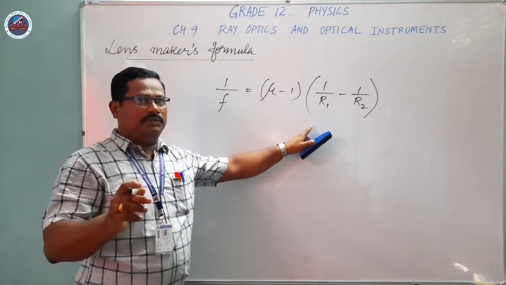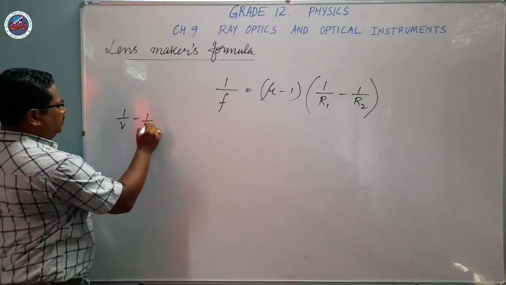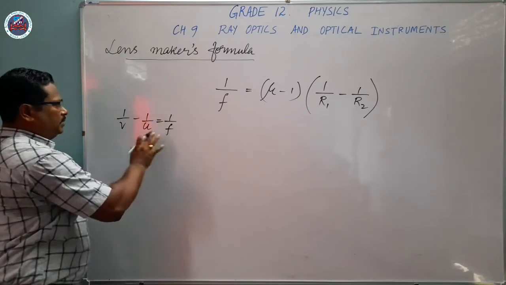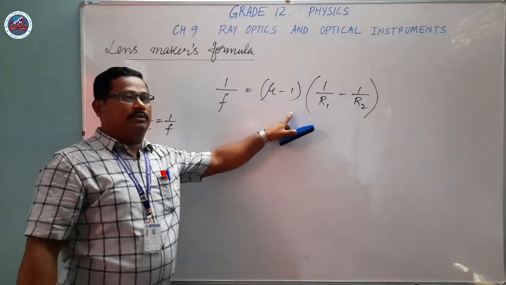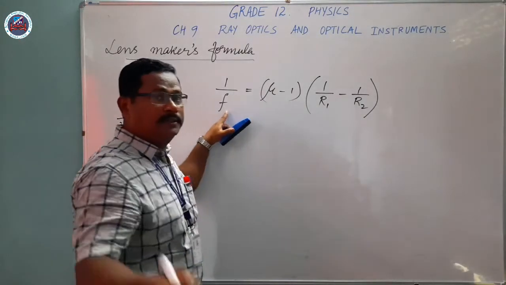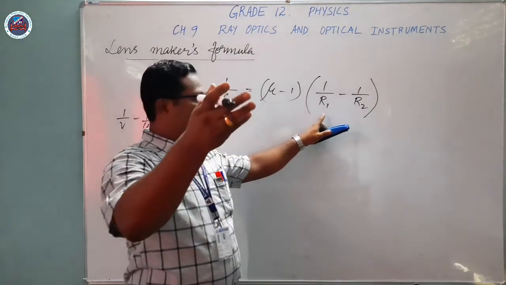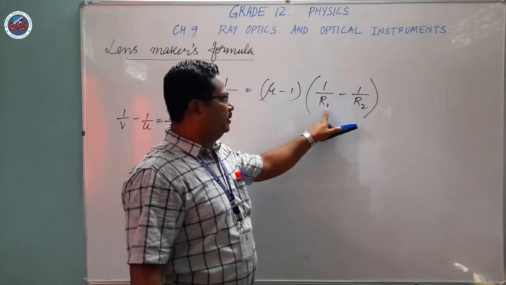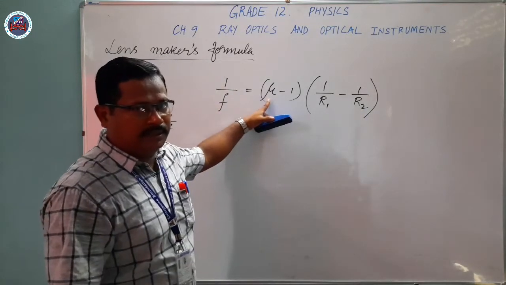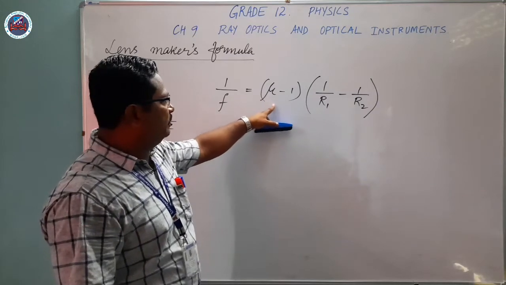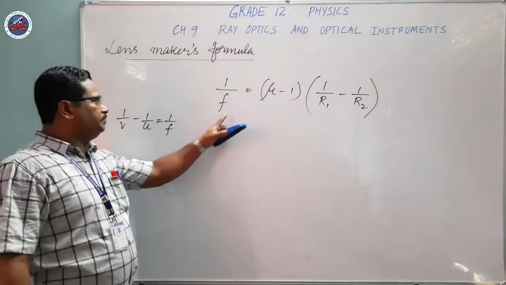So don't get confused with the thin lens formula. The thin lens formula was 1 by V minus 1 by U equal to 1 by F. This formula is not used for manufacturing a lens. The Lensmaker's formula is used to get a desired focal length of a lens. How the curve should be will depend upon the radii of curvature R1 and R2, and what material you are using will be decided by the refractive index. Then you will get a desired focal length as you wish.